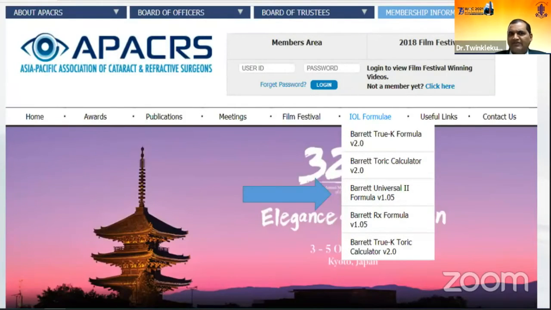Barrett is easily available on the APACRS website. It has 5 more features. The Barrett True-K formula, which is meant for post-refractive surgery IOL power calculation. The Barrett TORIC calculator is also there. The Barrett Universal 2 formula for conventional cataract surgery. The Barrett Rx formula is meant for post-cataract surgery refractive surprise management. And the Barrett True-K TORIC calculator, which is specifically meant when the patient has undergone refractive surgery and you are planning to put a TORIC IOL in such patients.